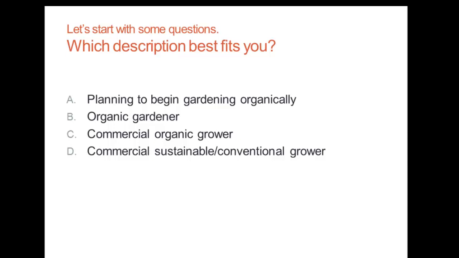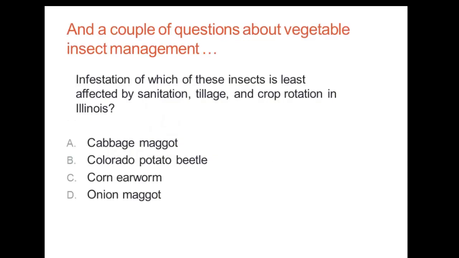Since you were so good at that, no good deed goes unpunished, let's ask you to do this again with a different question. I'm just going to ask you a couple of things about insects in vegetable production. The first one is, infestations of which of these insects are least affected by sanitation, tillage, and crop rotation? Cabbage maggot, Colorado potato beetle, corn earworm, or onion maggot. So take your guesses there about which of these is least affected by the things you do in terms of sanitation, tillage, and crop rotation. I'll give you another 20 seconds here to send in your guesses.